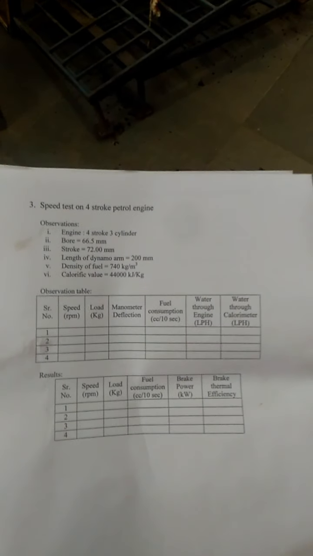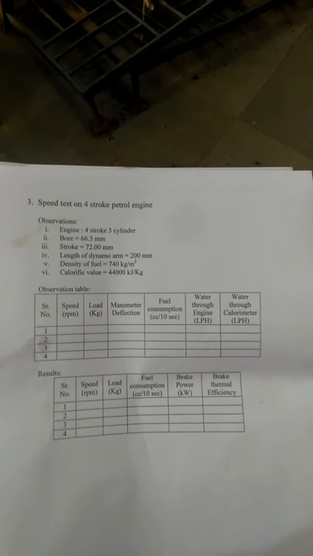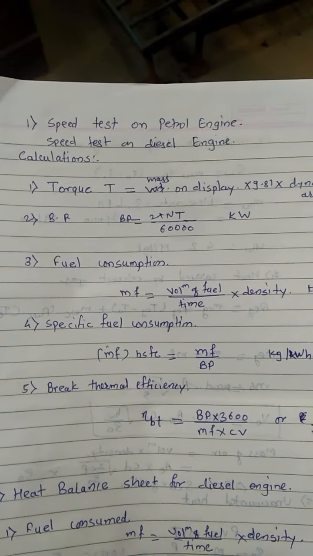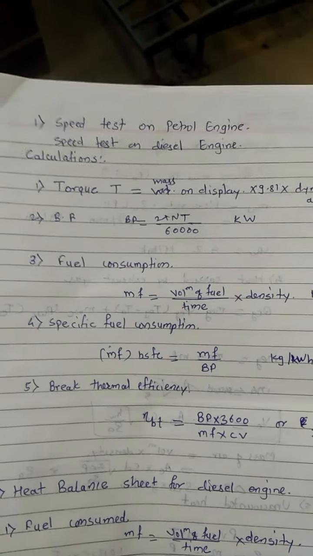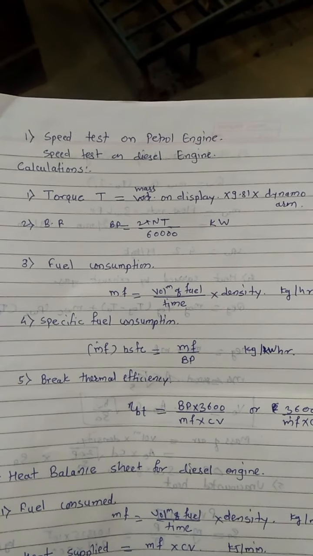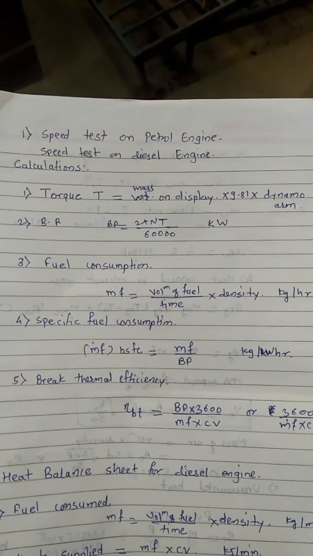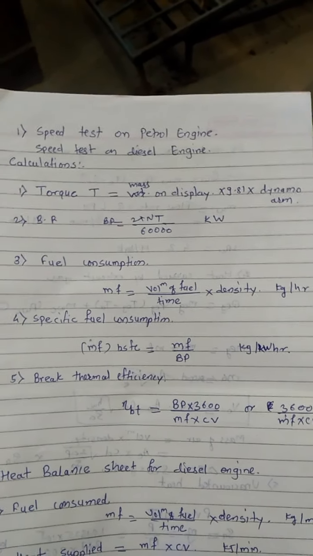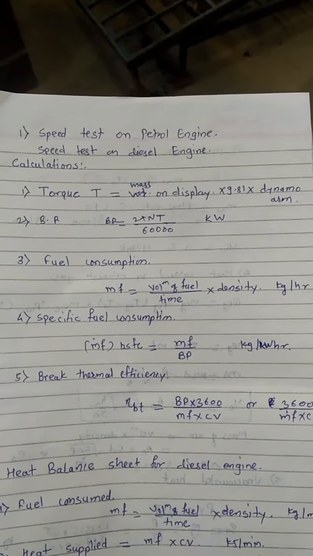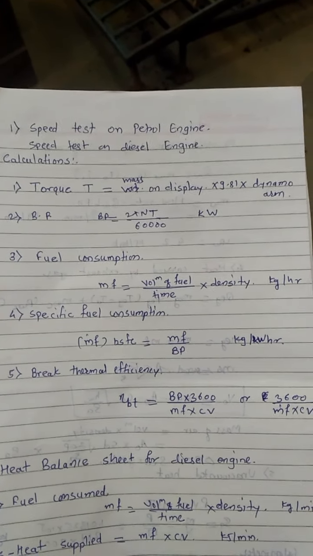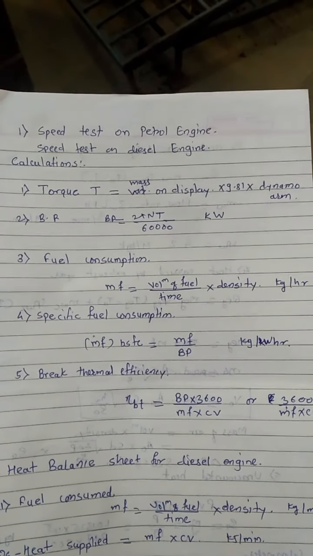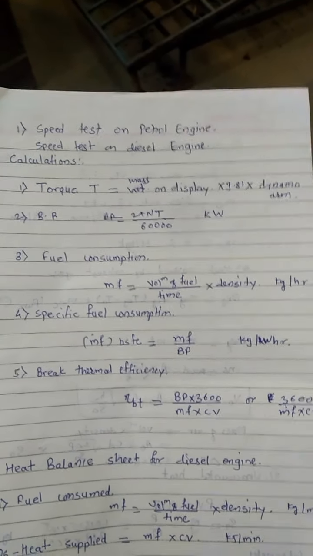Now let us discuss how we are going to make the calculations to find out the brake power and brake thermal efficiency. Our aim is to determine brake power and brake thermal efficiency. To have the brake power, we must require the torque produced by the engine. To calculate the torque, we have mass on display. That mass on display will give the load, into 9.81 to convert into Newton, and into dynamometer arm. Dynamometer arm is 200 mm, that we have to convert into meter. So the torque in Newton meter we will get from this first equation. Now put this value of torque in the second equation, we will have the brake power.